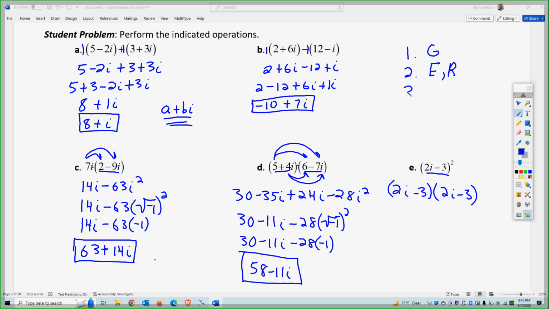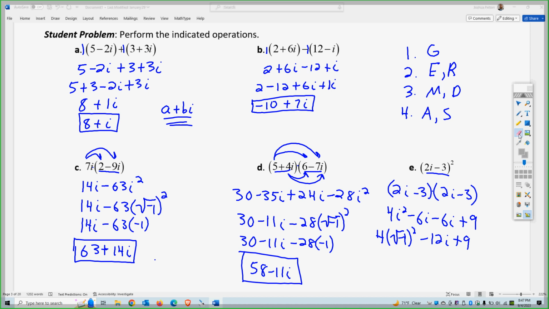And then 3 is multiply and divide. There's no divide here, but there's a multiply, which is distribute. So 4i squared minus 6i minus 6i plus 9. And then the last step is 4, which is add and subtract. We're going to simplify first, though. So simplifying gives me 4 times the square root of negative 1 squared minus 12i plus 9. Simplify is something that comes between every single step. Simplify is not one of the steps in the order of operations.